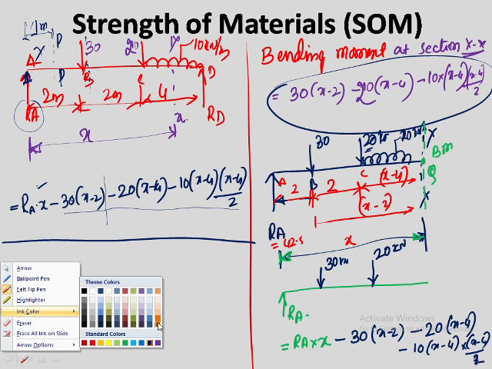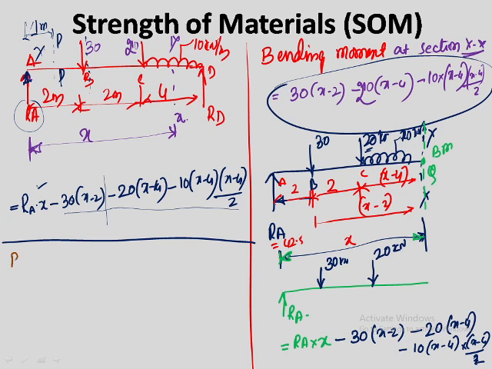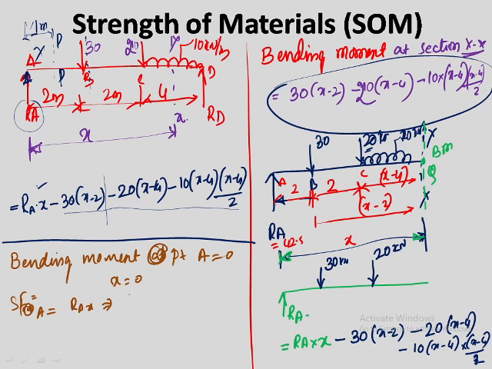Let us go for solutions. Now bending moment at point A is going to be 0. Because if you substitute x equal to 0 in the equation, RA into x, where RA is 42.5, you get 0 kilonewton meter. Agree?